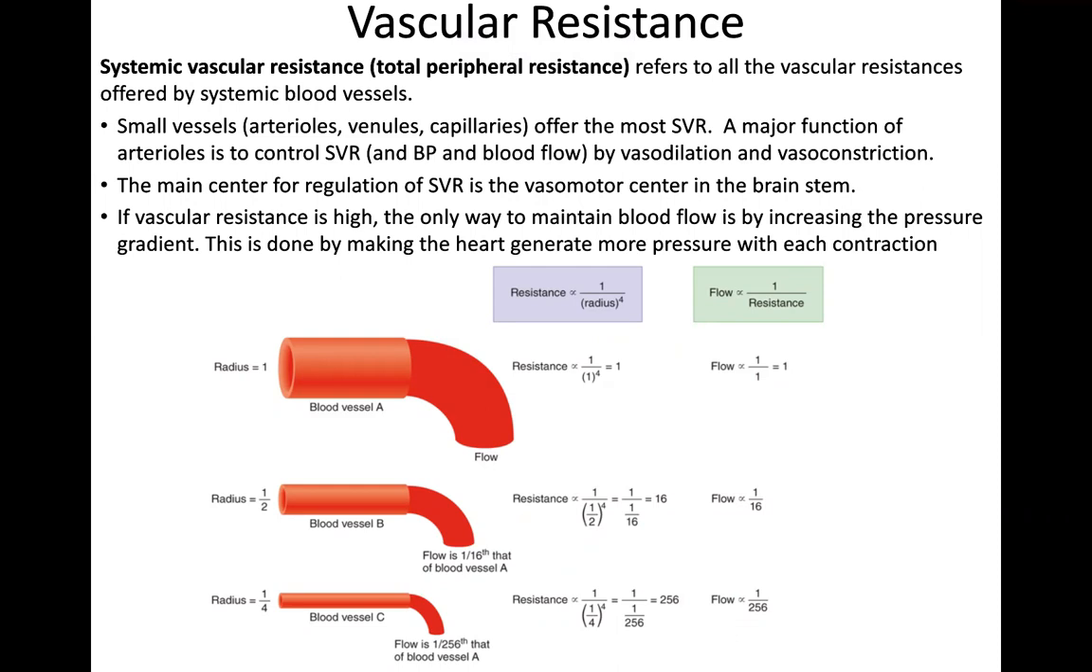Vascular resistance is high. Only way to maintain blood flow is by increasing the pressure gradient, which is done by making your heart generate more pressure with each contraction. And we kind of left it off by saying this is unfortunately what happens when people have high blood pressure, which causes high vascular resistance, and their heart over time just wears out, and that leads to bad things.